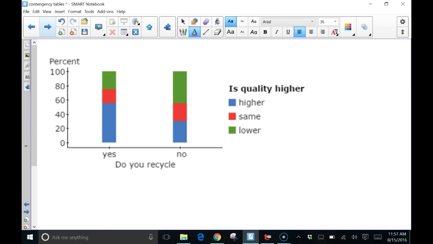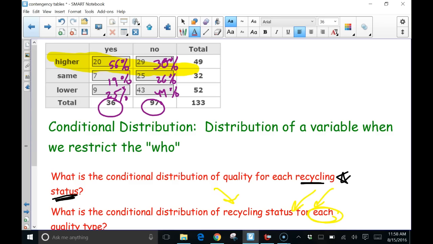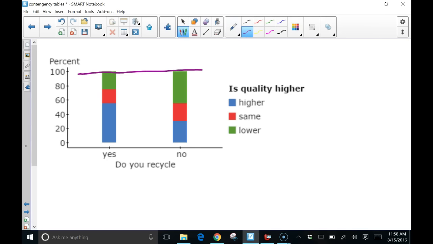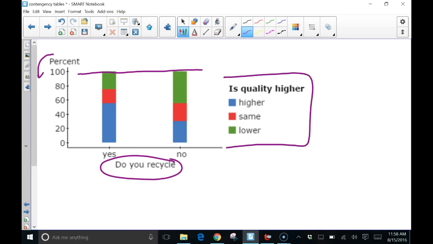Okay. With this said, one of the pictures that I love to make is a segmented bar graph. This is the best kind of bar graph when you're comparing two variables. What I want you to notice is I've done this for the conditional distribution we did of yes versus no's. So I have 1 bar for yes, 1 bar for no. Notice that the bars go up to 100%. And also notice that I've labeled the axes. Do you recycle? This is percent, and I have a key.